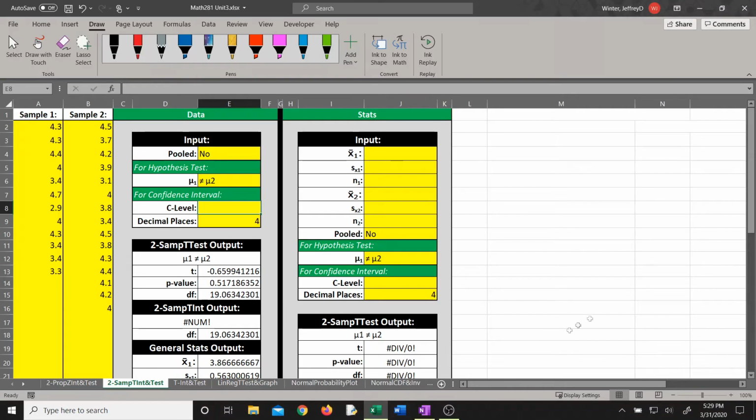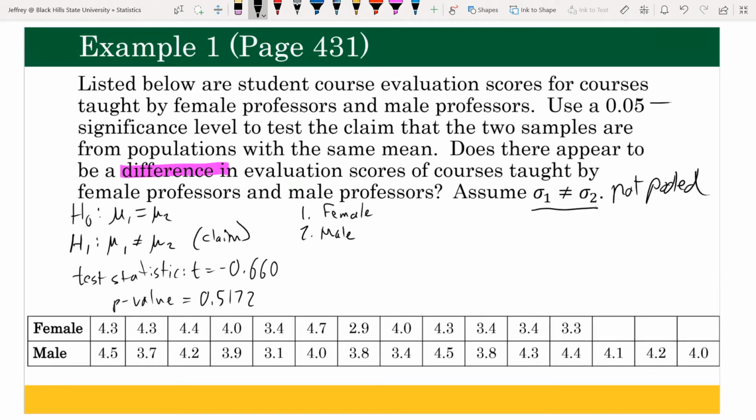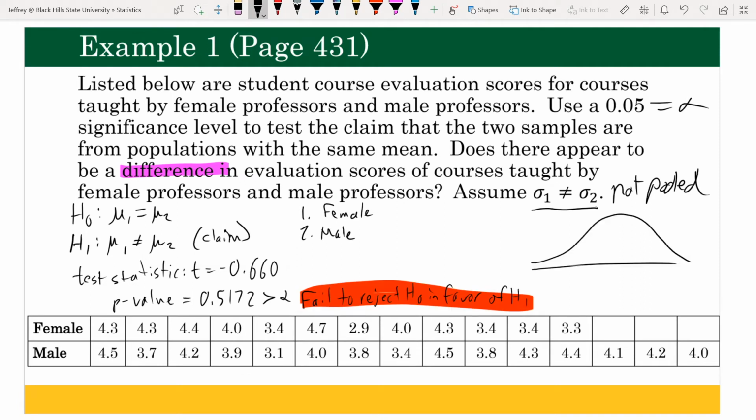Now looking at the spreadsheet, I went ahead and typed in the values, and we get our test statistic to be negative 0.6599, and our p-value to be 0.5172. Now I forgot to write down alpha, but our alpha is 0.05, so the p-value is definitely larger than alpha, so we would fail to reject the null hypothesis.